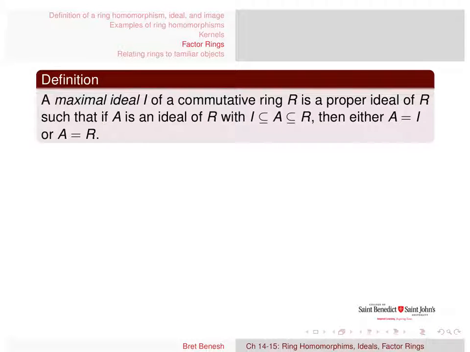So a maximal ideal of a commutative ring is a proper ideal. So it can't be all of R.